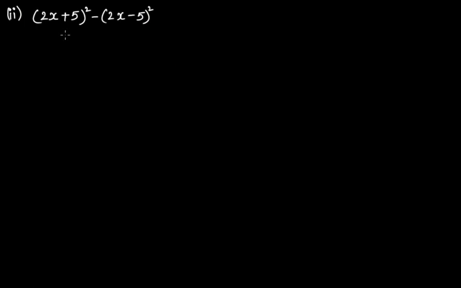In this second problem, we have (2x plus 5) whole squared minus (2x minus 5) whole squared. This should remind you of standard identity number 3, which says that (a plus b) multiplied by (a minus b) is equal to a squared minus b squared. In this case, you have to focus on this part.